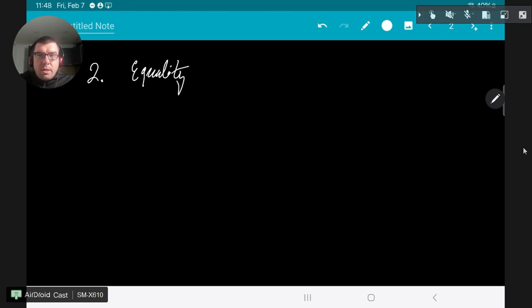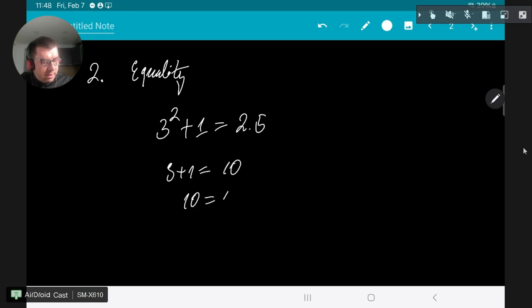An equality is just a numerical expression which has a left side and a right side, and the left side is supposed to be equal to the right side, right? If I write 3 to the power of 2 plus 1 equals 2 times 5, is this a correct equality? Well, yes, because 9 plus 1 equals 10, 10 equals 10, right? So this is a correct equality.